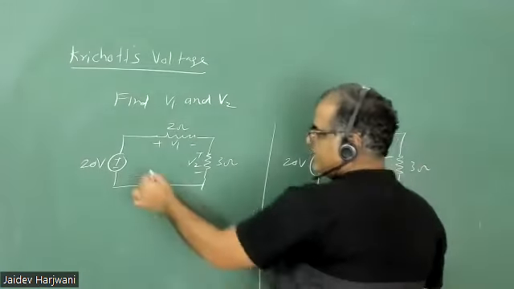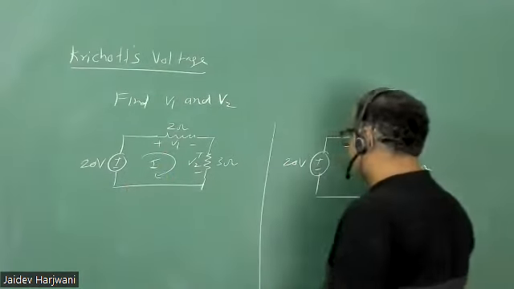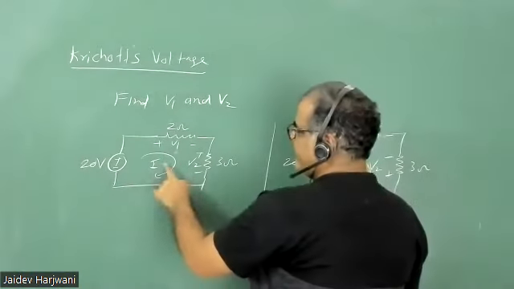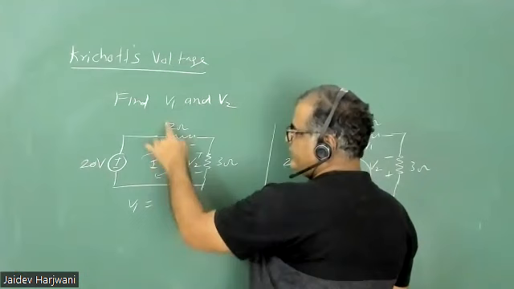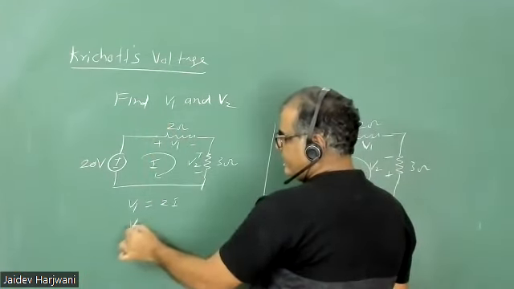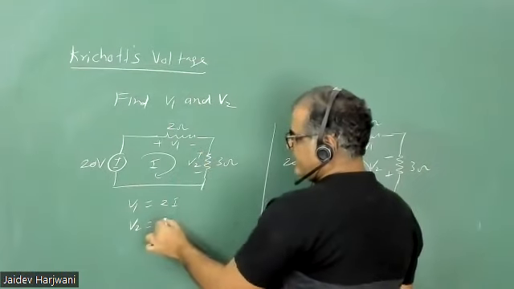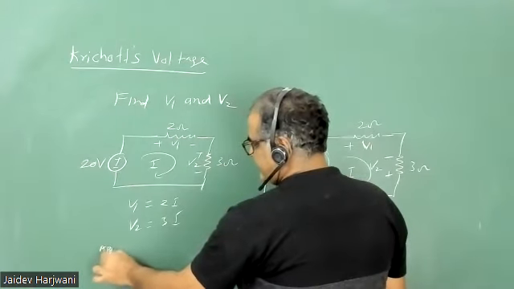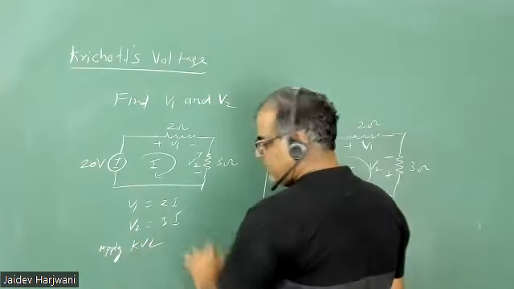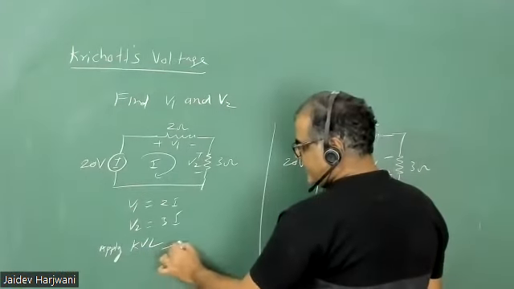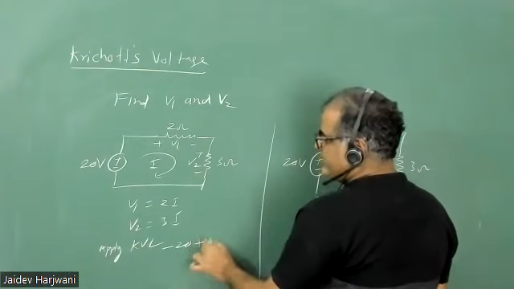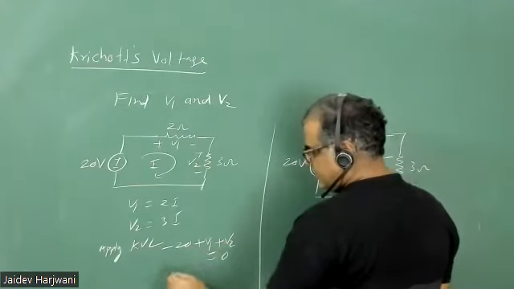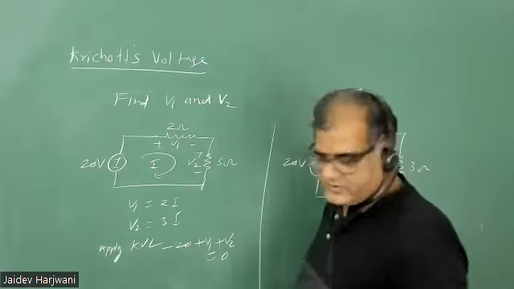So first I would define the current in the circuit. Let's say current is I. Once I have defined the current, I can easily find V1. V1 will be simply I into R, that will be 2I. And your V2 will be 3I. Now apply Kirchhoff voltage law. If I apply KVL, I can write minus 20 plus V1 plus V2 equals to 0. So that gives me V1 plus V2 is equal to 20 volts.